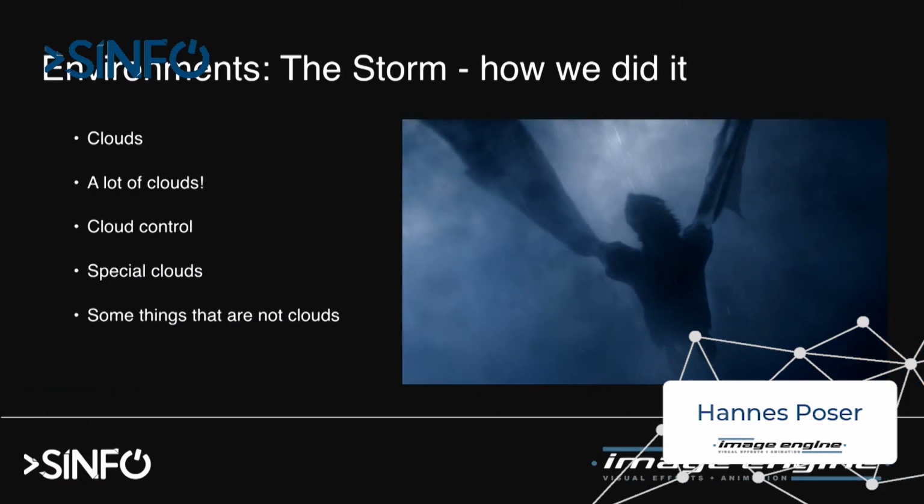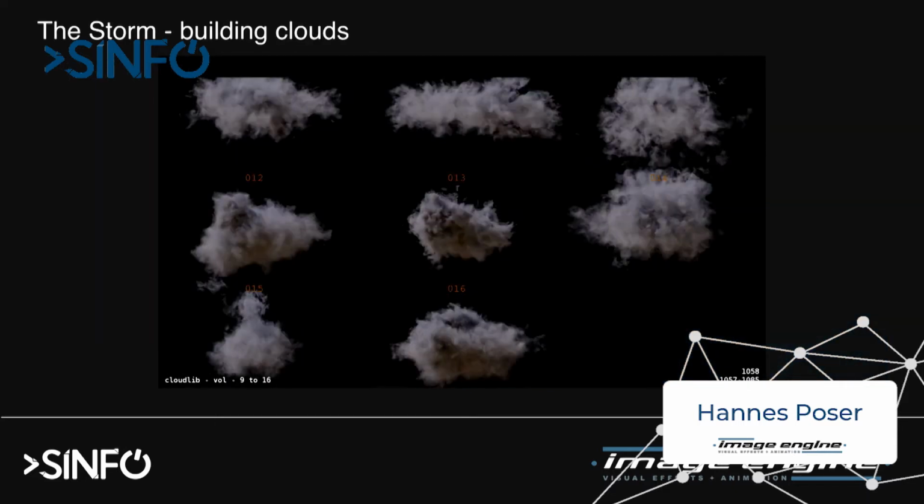Okay, so let's talk about how we did the storm. First of all, you need clouds, and I really mean lots of clouds. And you need control over the clouds, like I just mentioned, to make all these effects, these specific timing things happen. You need to make sure you can control transparency, density, distance to camera. You need full control over the storm at all times. There are also some special clouds that I'm going to talk about later that are something very specific, and you also need a few things that are not clouds. So we will get to that.